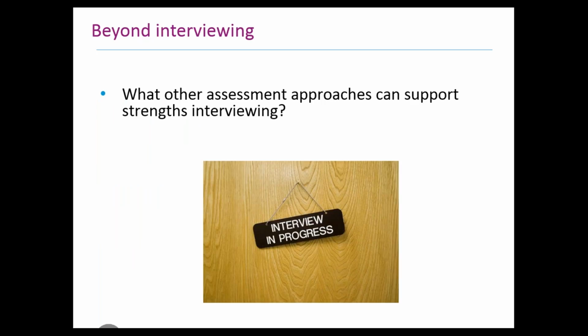So beyond interviewing, and we've talked primarily about the interview approach in quite a lot of depth today, but of course it's not good practice to only use an interview. There are a whole raft of alternative assessment techniques, and we've used all of them. And we would strongly advocate the objectification of the entire nose-to-tail assessment process.